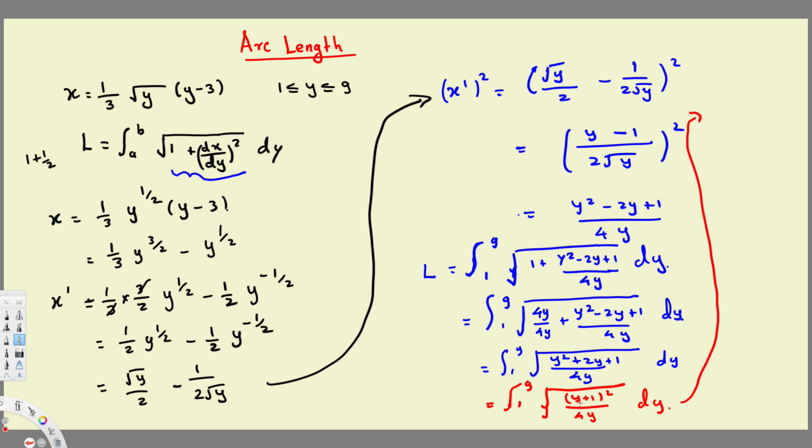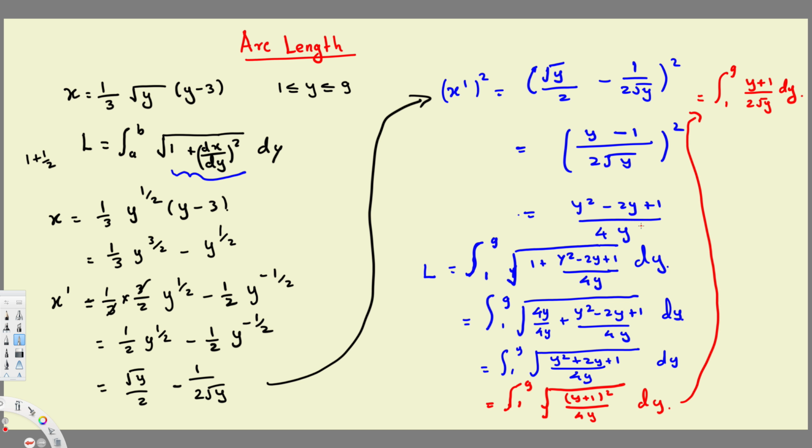Okay, so we can get rid of the square root right now. This is going to be equal to integral 1 to 9. If I get rid of the square root, this is going to be just y plus 1 over 2 root y dy, right? So 2 root y dy.